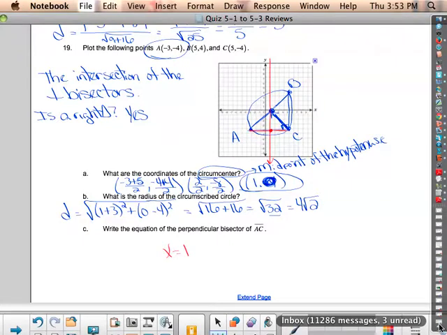Okay? If you had to calculate it, you would use the midpoint formula, find the midpoint of AC, then find the slope of AC, find the perpendicular slope, and then you could get the equation of that line. But since this is a right triangle, it makes it fairly easy.